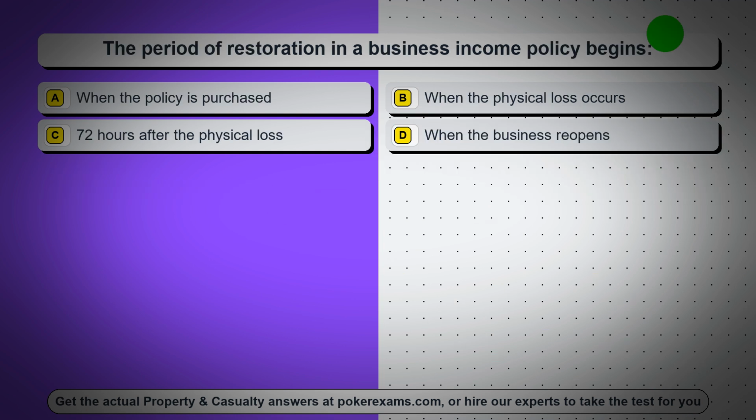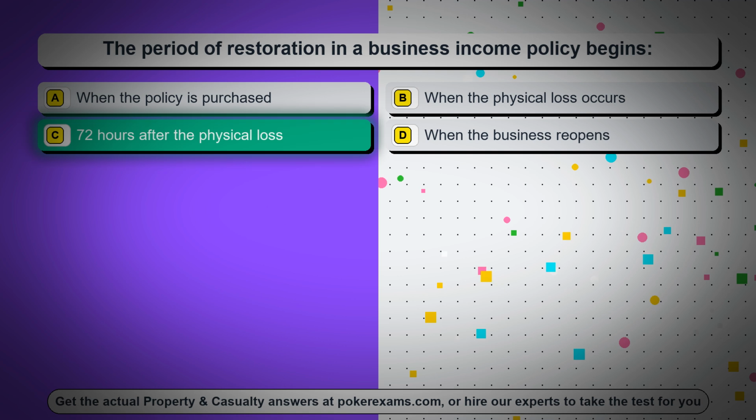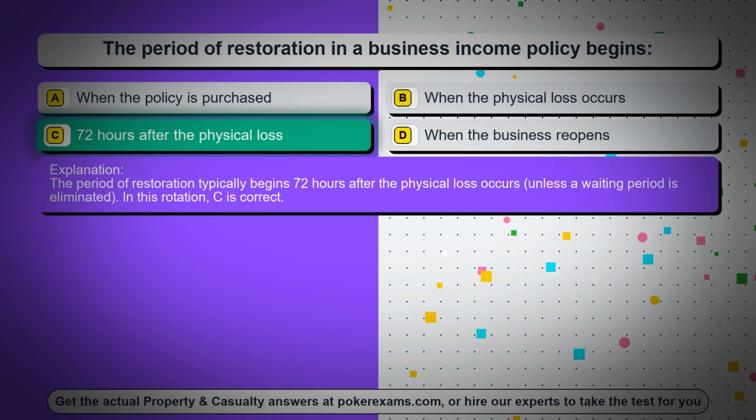Question 49. The period of restoration in a business income policy begins. Option A, when the policy is purchased, option B, when the physical loss occurs, option C, 72 hours after the physical loss, option D, when the business reopens. The correct answer is option C, 72 hours after the physical loss. The period of restoration typically begins 72 hours after the physical loss occurs, unless a waiting period is eliminated. In this rotation, C is correct.